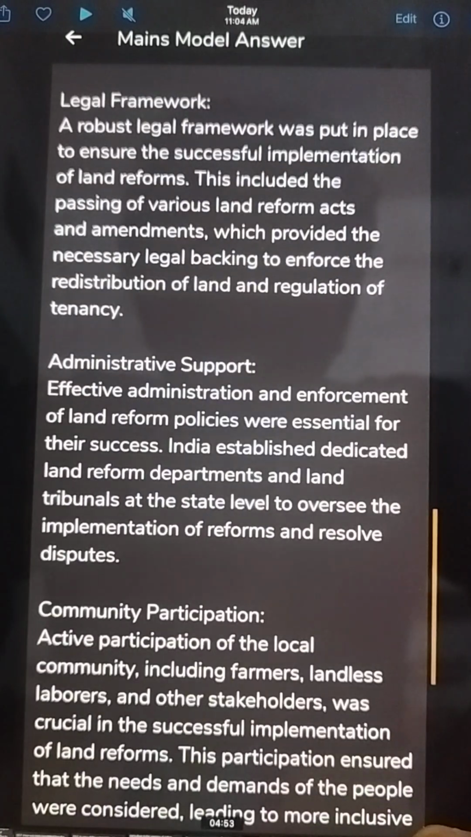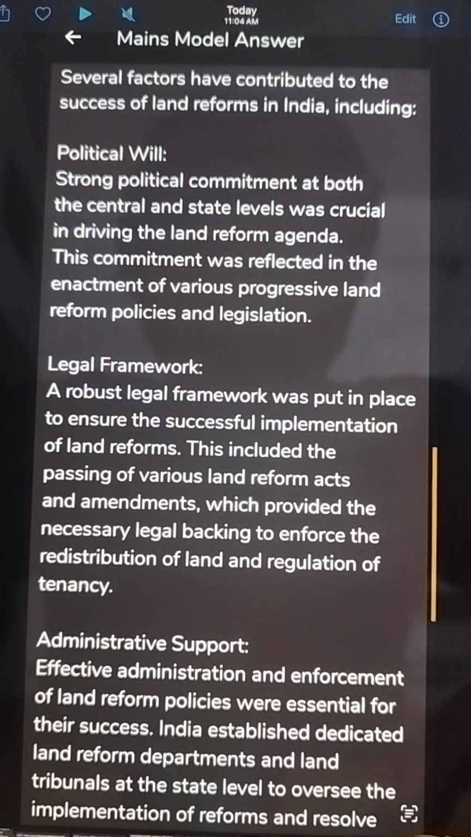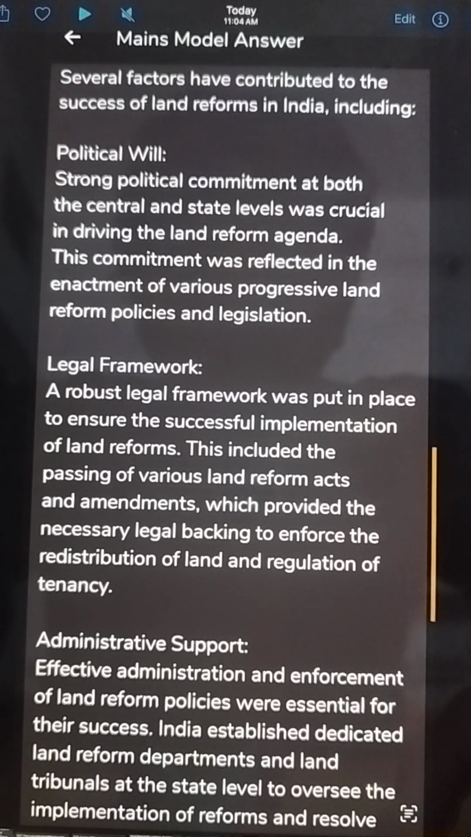Several factors contributed to the success of land reforms in India, including the political will. First, political will. Strong political commitment at both the central and state level was crucial in driving the land reform agenda. This commitment was reflected in the enactment of various progressive land reforms policies and legislations. The second is legal framework.